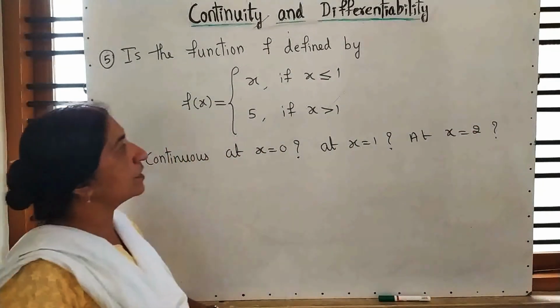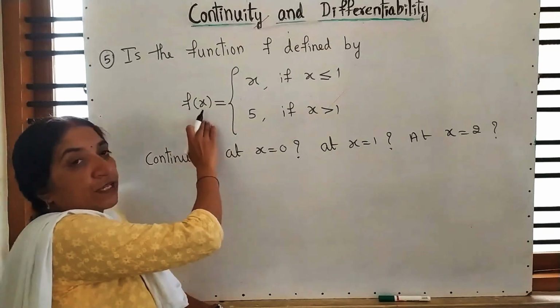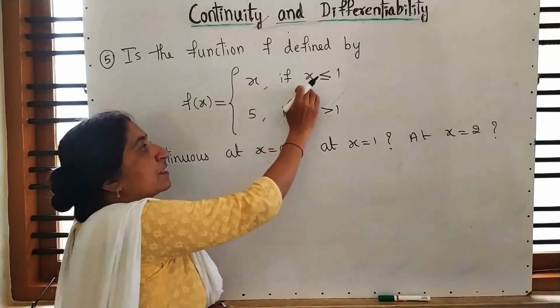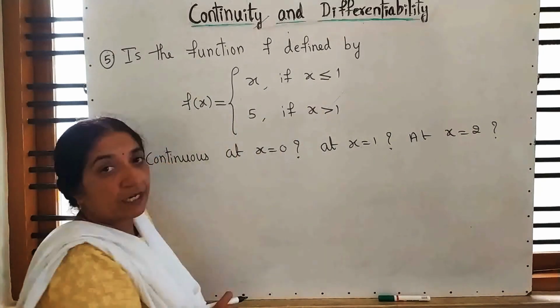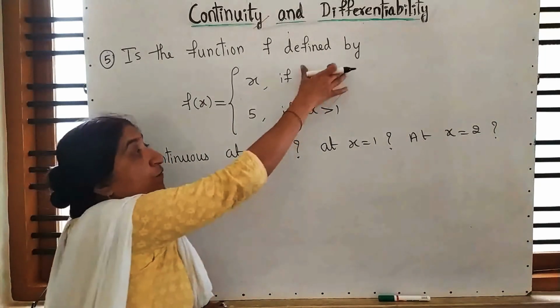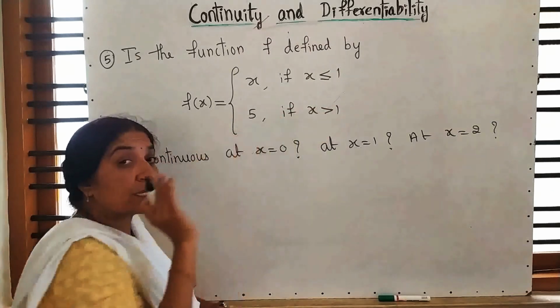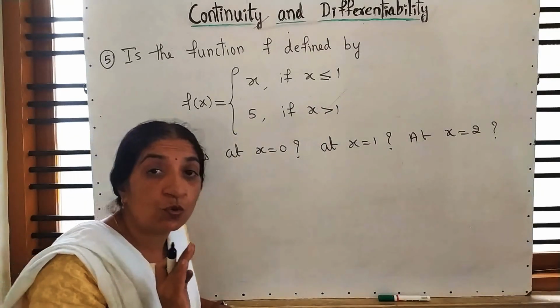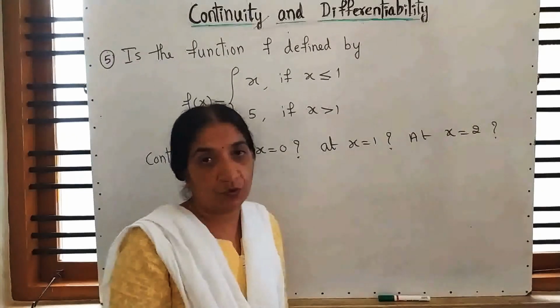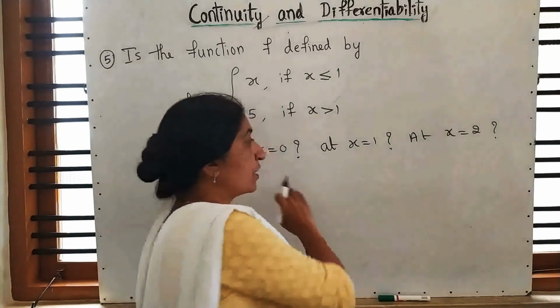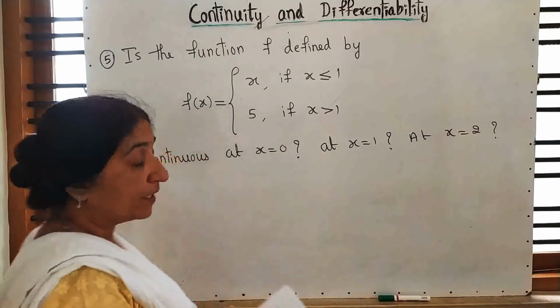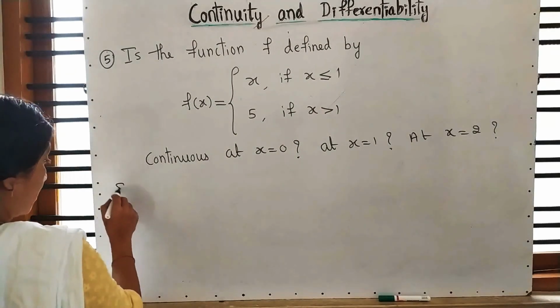See, the function is given like this. f of x is equal to x if x is less than or equal to 1, and 5 if x is greater than 1. See that conditions of inequality. These conditions are defined for x is equal to 1 value. The inequalities are for x is equal to 1. And for 0 and 2 they are not defined. But we can check like this.